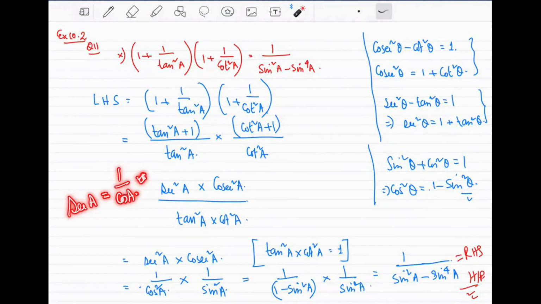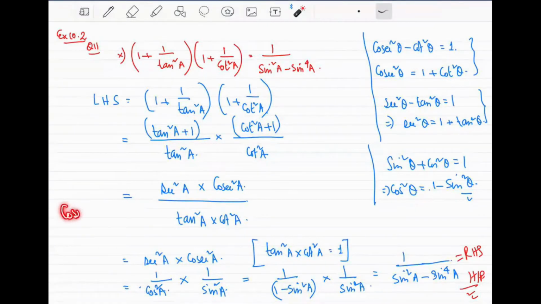Yes, sir. All right, then if I write sec square A, then we will have 1 by cos square A. If you put a square in there, then there will be a square in the denominator. There is supposed to be a square in the numerator also, but 1 square is still 1. So we will get 1 by cos square A. That's why sec square A is written as 1 by cos square A, right?